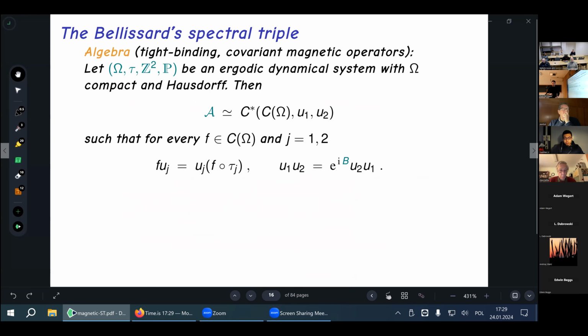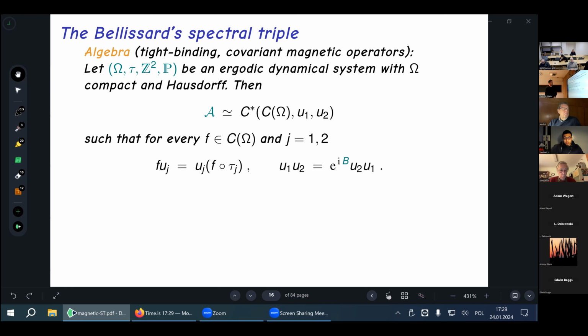Now, let me go a bit into the content of Jean's work, because then I would like to explain what we did differently. Well, first of all, I would like to construct a spectral triple to treat the quantum Hall effect. And let me start with the algebra. The algebra is constructed in this way.